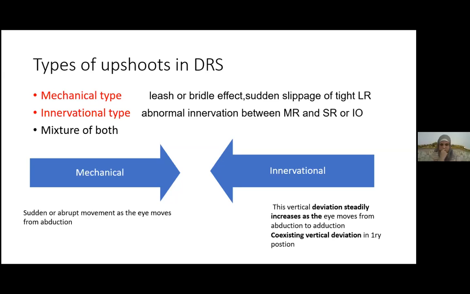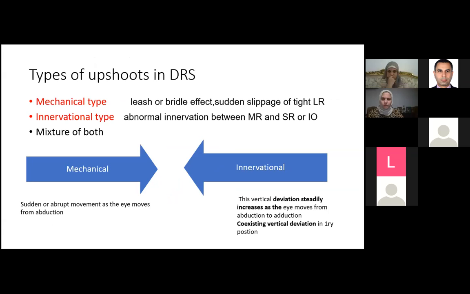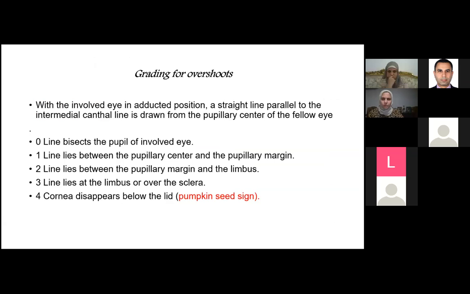However, in the innervational type, the deviation increases gradually as the eye moves from abduction to adduction, and usually there is a coexisting vertical deviation. So our patient most probably has a mixed type of both the mechanical and the innervational type of upshoots. We only tackled the mechanical type. And also what I learned was the grading for the upshoots.